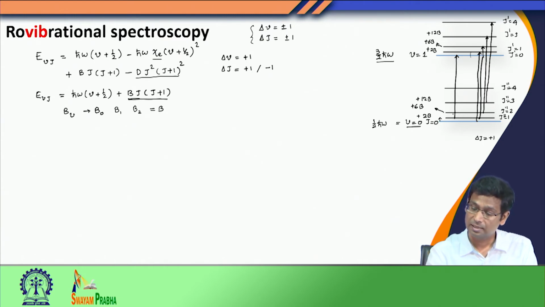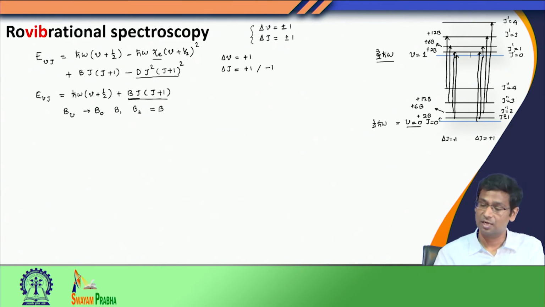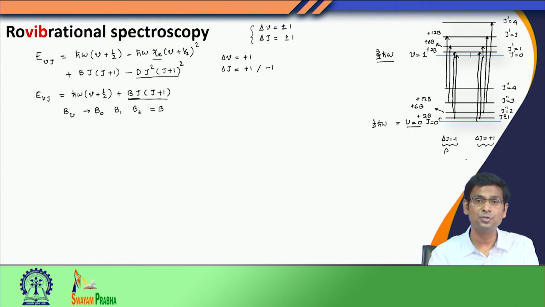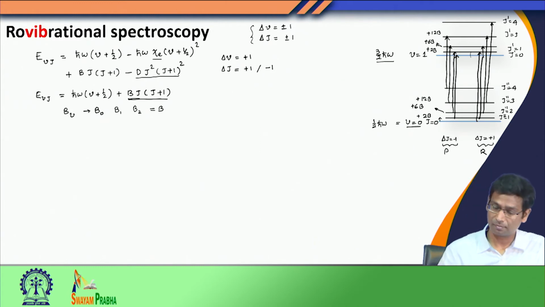And if I start from J double prime equals 2, I can go to J prime equals 1, which is a delta J equals minus 1 transition. So, J double prime 3 to J prime 2, again a delta J equals minus 1 transition, and 4 to 3, this is also a delta J equals minus 1 transition. So, we see that there are some transitions which are delta J equals minus 1, and some which are delta J equals plus 1 transitions. Delta J minus 1 transitions are called P lines, delta J plus 1 transitions are called R lines.